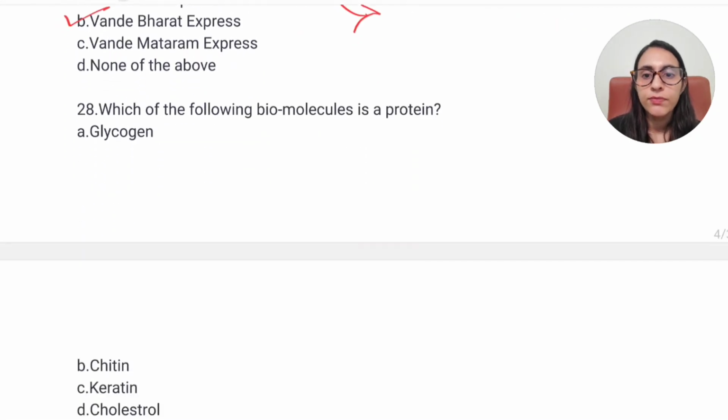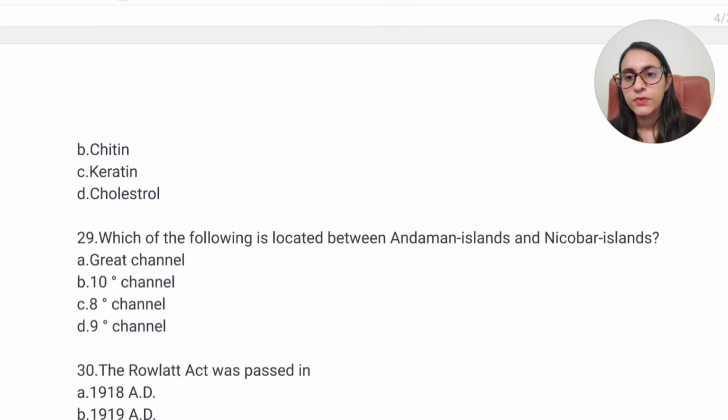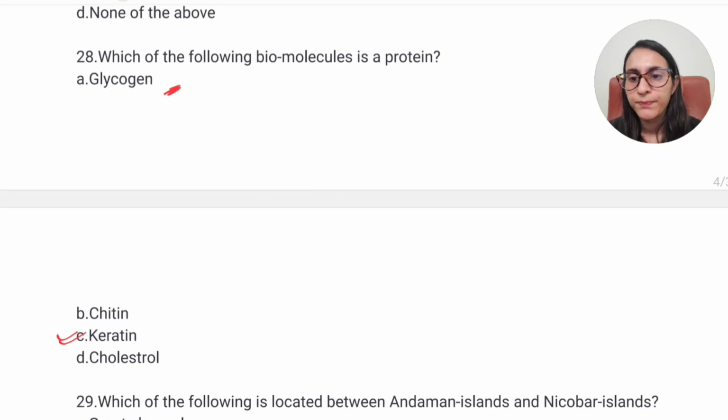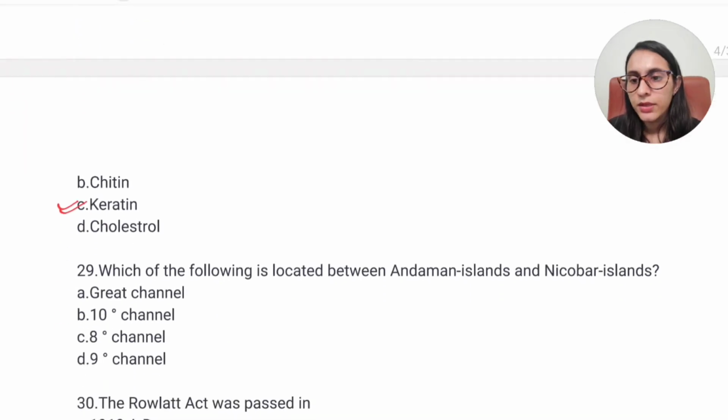Which of the following biomolecules is a protein? It is keratin. Keratin is a protein. It is a structural protein that is found in the epidermis, nails, hair, and the feathers of animals. Glycogen is a carbohydrate. It is not a protein.